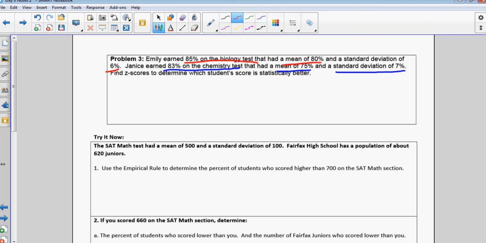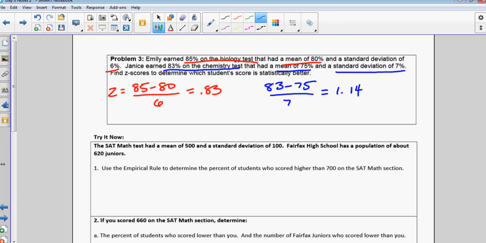So for Emily, we're going to find the z-score, and that would be her score of 85 minus the mean of 80, and divide that by the standard deviation of 6. And we get a z-score of 0.83. And then for Janice, we're going to subtract her score, 83, minus her mean, 75, and divide that by her standard deviation of 7, and her z-score is 1.14. So statistically, Janice's score is better because she has a higher z-score.